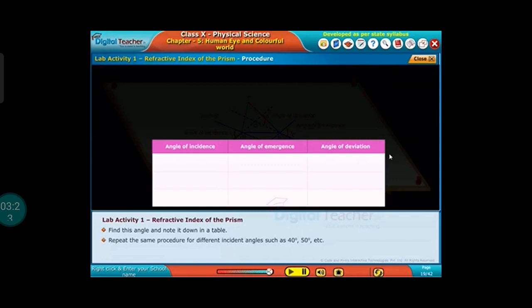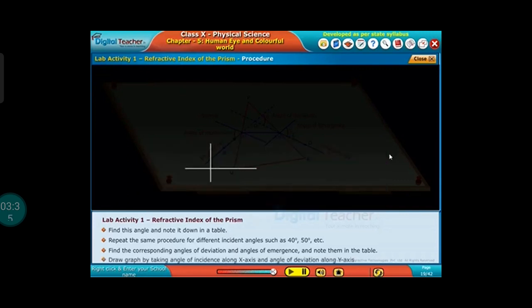Repeat the same procedure for different incident angles, such as 40 degrees, 50 degrees, etc. Find the corresponding angles of deviation and angles of emergence and note them in the table. Draw graph by taking angle of incidence along x-axis and angle of deviation along y-axis.